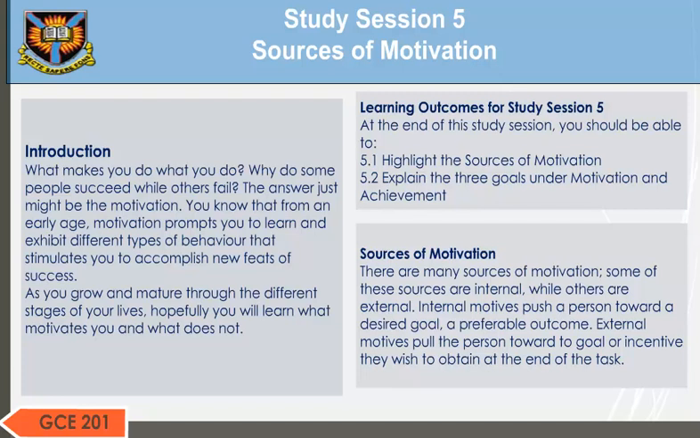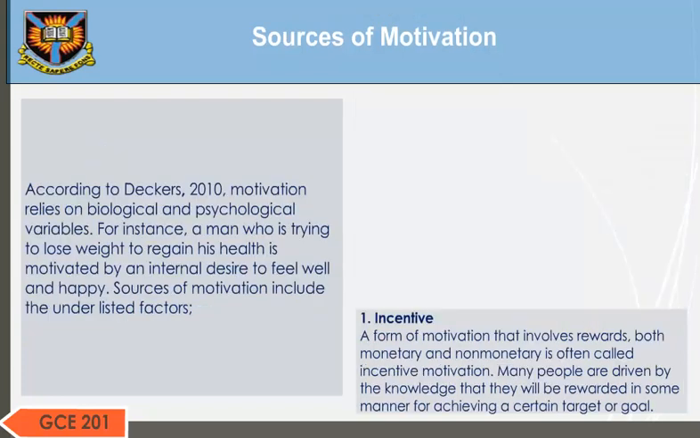Sources of motivation. There are many sources of motivation. Some of these sources are internal, while others are external. Internal motives push a person toward a desired goal, a preferable outcome. External motives pull the person towards a goal or incentives they wish to obtain at the end of the task.